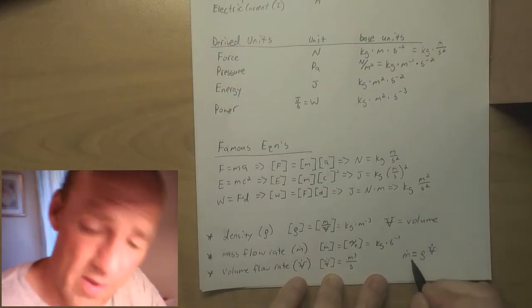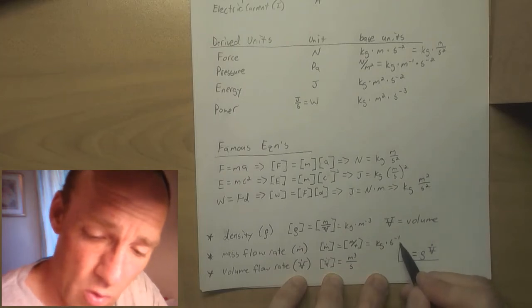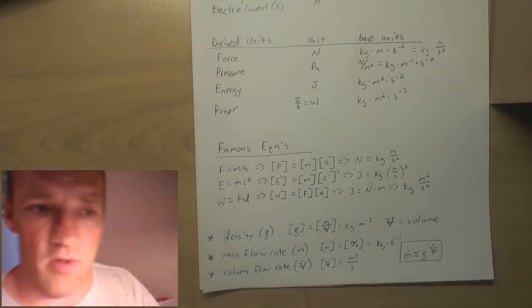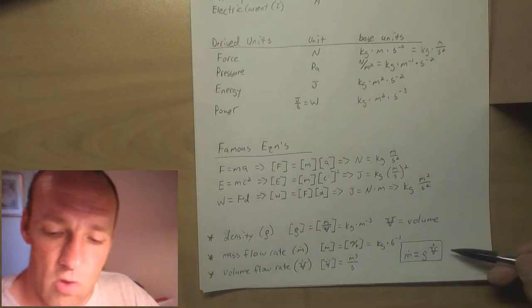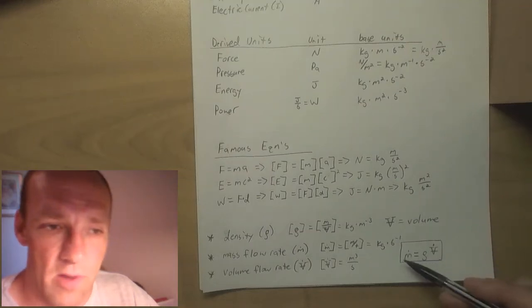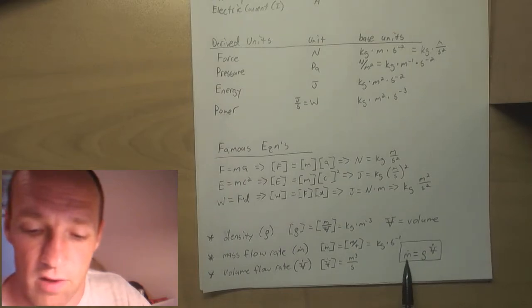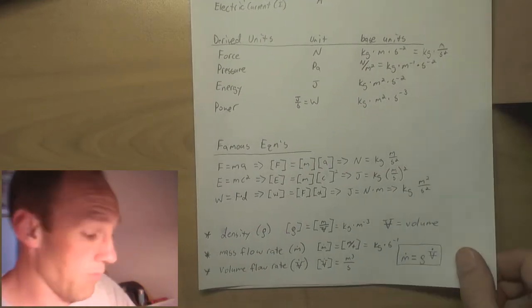All right, and this is going to be very important. You're going to have to be able to convert between units of cubic meters per second and kilograms per second over and over and over again. That's going to be a common trend. So it's going to be important that you can commit this to memory or however you want to do it, but you're going to have to be able to convert between meters cubed per second and kilograms per second, or mass flow rate and volume flow rate.